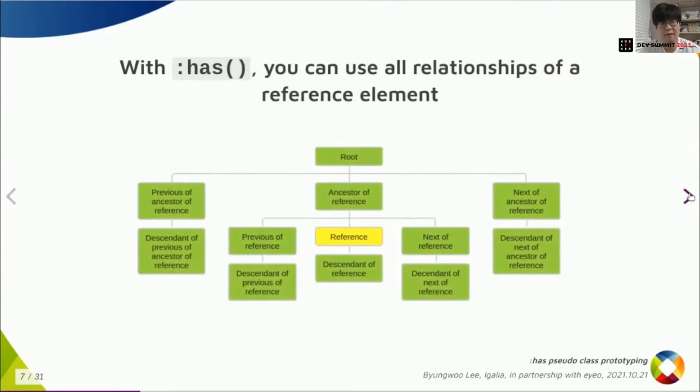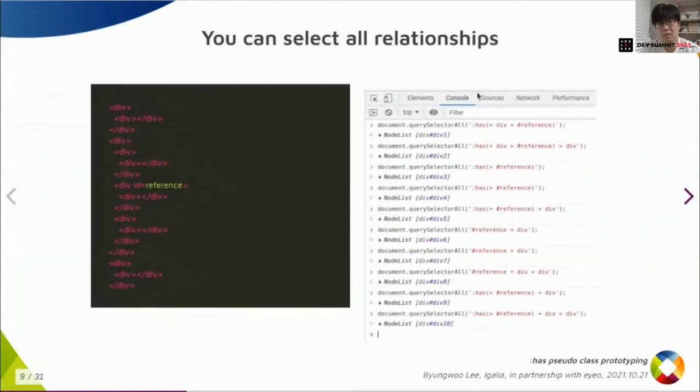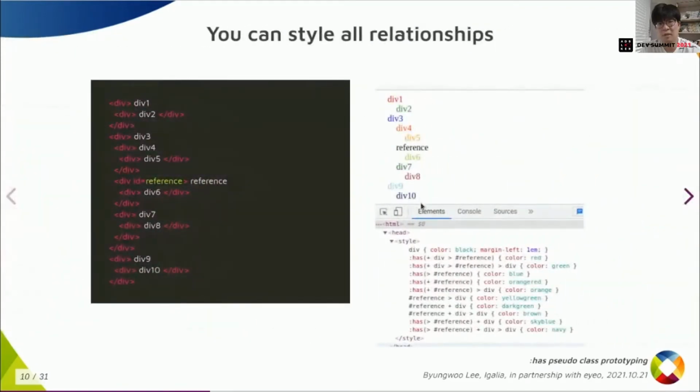When we have a condition of a reference element, we have been able to use only the downward direction of the reference element with the CSS combinators. But with has, theoretically, we can use all the elements around the reference element. So with has, we can match with all relationships like this, we can select all relationships like this, and also we can style all the relationships like this.